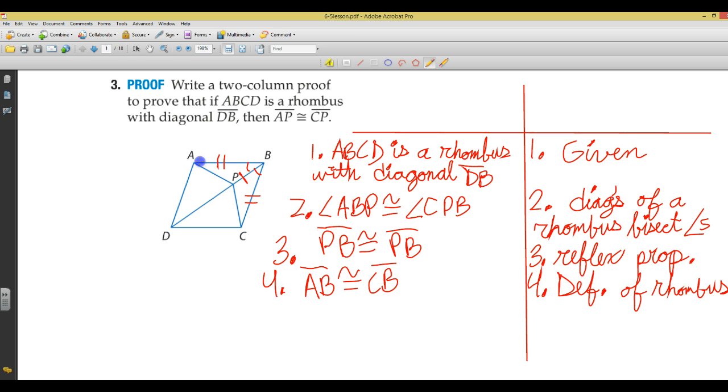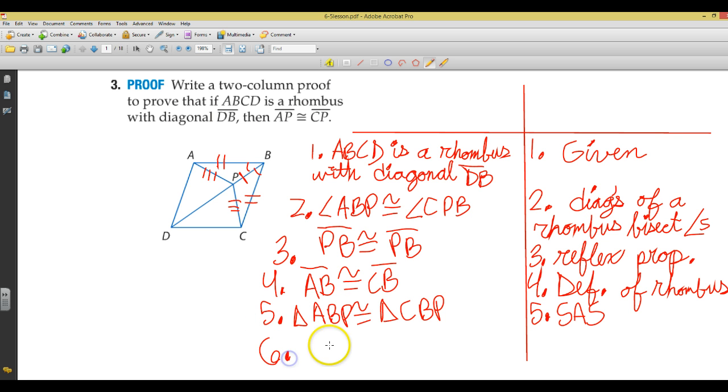Therefore, we can say that triangle APB and CBP are congruent by side, angle, side, since we have 2 sides and the included angle of one triangle congruent to 2 sides and the included angle of the other triangle. And now, since those 2 triangles are congruent, then their corresponding parts will be congruent, and AP corresponds to CP. So those 2 sides are congruent by CPCTC. Corresponding parts of congruent triangles are congruent.